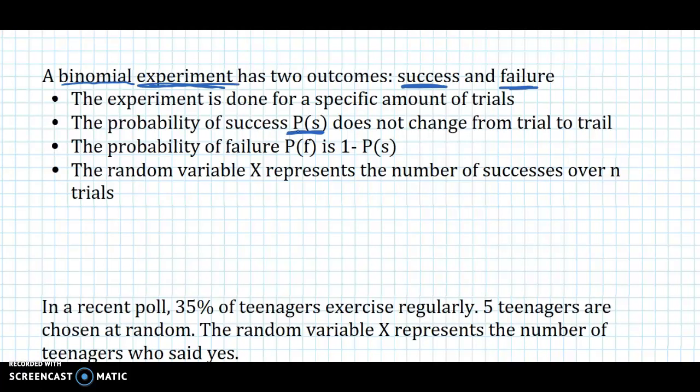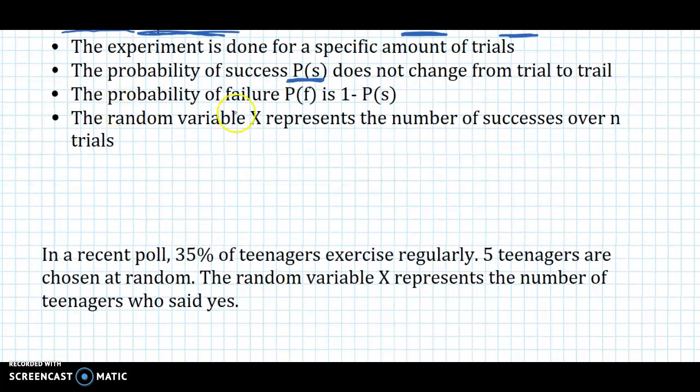So if you were drawing a card out of a deck and not putting the card back, that would not qualify as a binomial experiment, because by taking the card out, you would be changing the probability for the next card you draw.